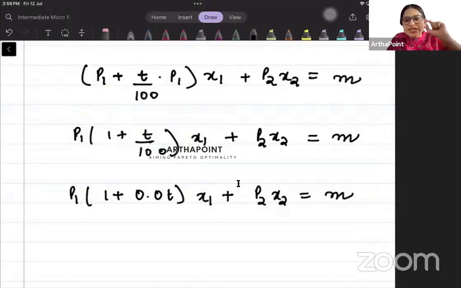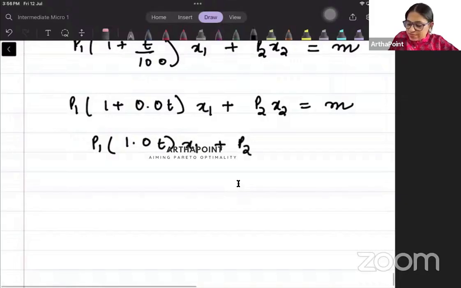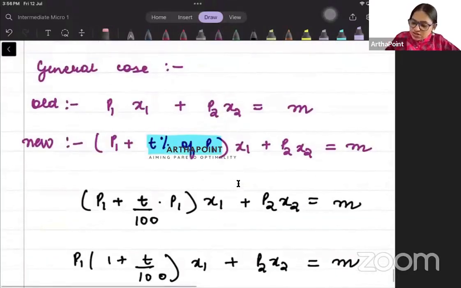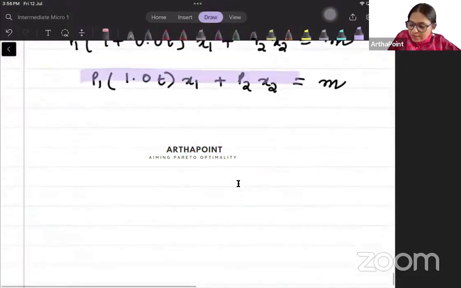6 divided by 100 is 0.06. 7 divided by 100 is 0.07. So T divided by 100 will be 0.0T. Okay, into x1. So this will become P1 times 1.0T x1 plus P2 x2 equal to m. So your old budget line was this, right? And your new budget line will be this, beta.